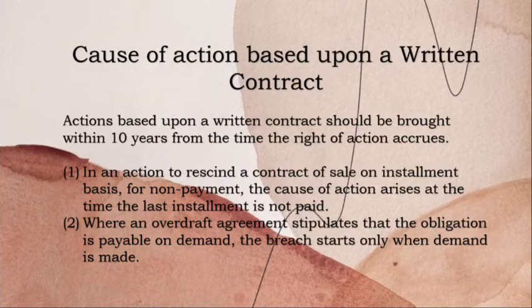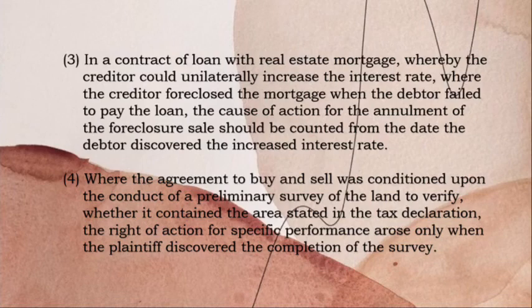Actions based upon a written contract should be brought within 10 years from the time the right of action accrues. The cause of action in an action to cancel a contract of sale on an installment basis for non-payment arises when the last installment is not paid. When an overdraft agreement specifies that the obligation is payable on demand, the breach begins only when the demand is made. In a loan contract with a real estate mortgage, under which the creditor could unilaterally increase the interest rate, if the creditor foreclosed the mortgage when the debtor failed to pay the loan, the cause of action for annulment of the foreclosure sale should be counted from the date the debtor discovered the increased interest rate.